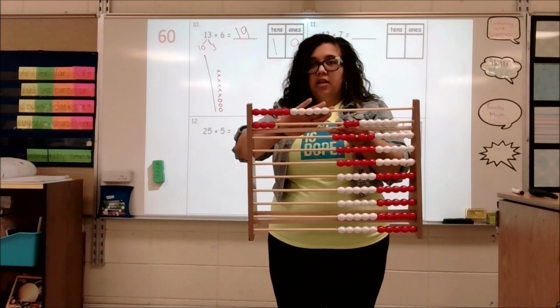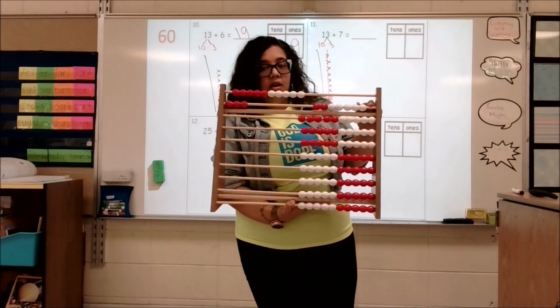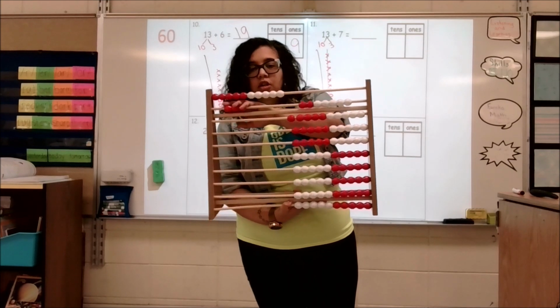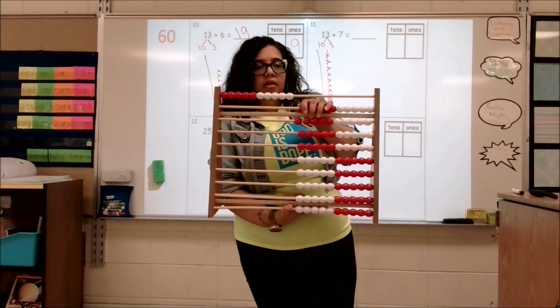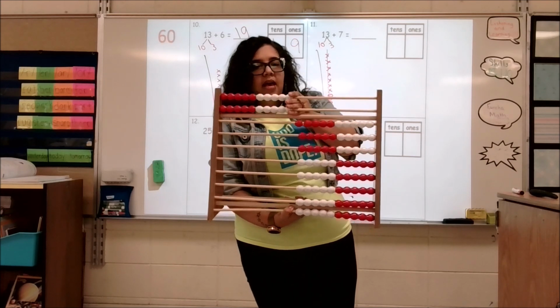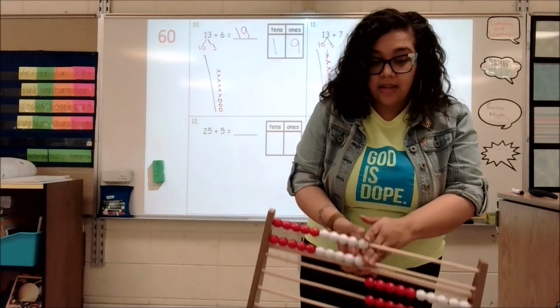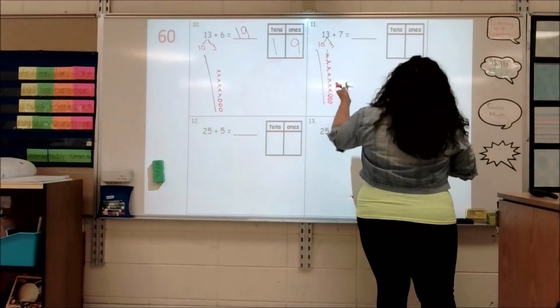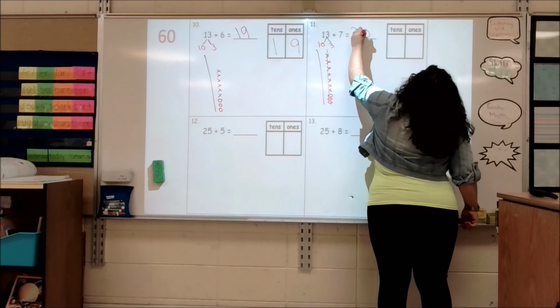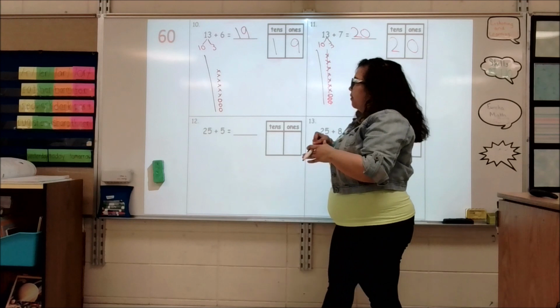So look, here's 13. And here's the other 7, correct? Well, it's closer to go back and put these together, and I still get the same whole, 20. Good, it's still 20, or 2 tens and 0 ones. All right.